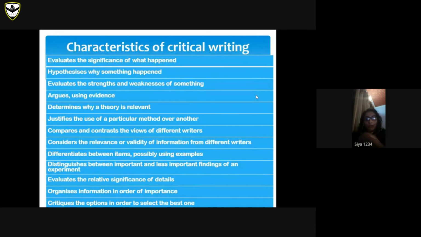If you can critically read and write, you can score well. I'm not saying that getting good marks is the symbol of your learning, but I'm simply saying that if you know how to critically read and write, you can score well. Okay, thank you.